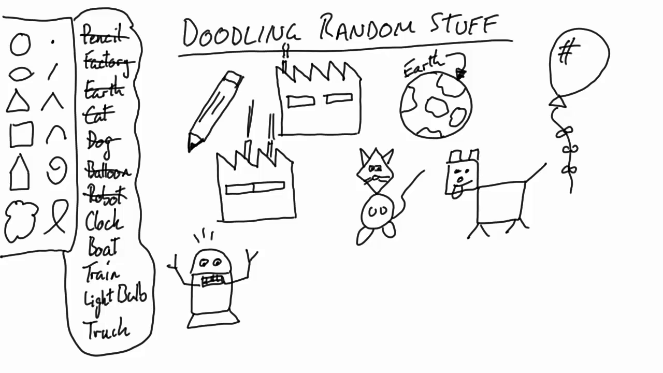And what else do we have? Now we have a clock. So a clock. Let's go with an oval. Let's go with another oval around that. Little arc. And then another shape down there. And again, little lines and triangles here, and there's your clock. Clock done. Now boats.